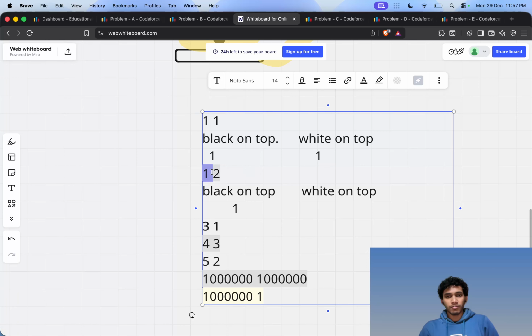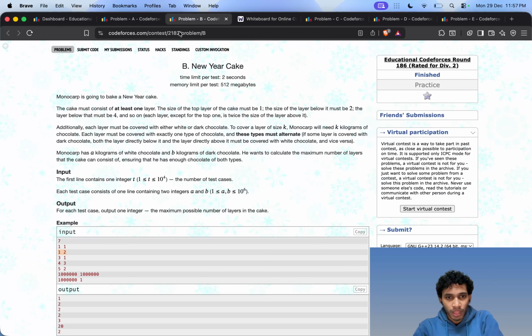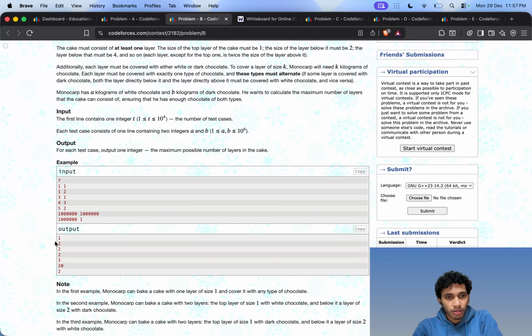So zero is smaller than four. So we cannot have the third layer. So the answer will be two for white on top. That is our answer here. Similarly, you can go forward to analyzing these two test cases.